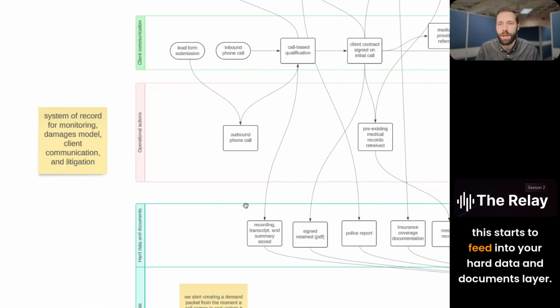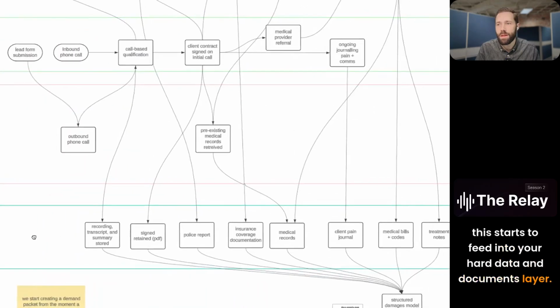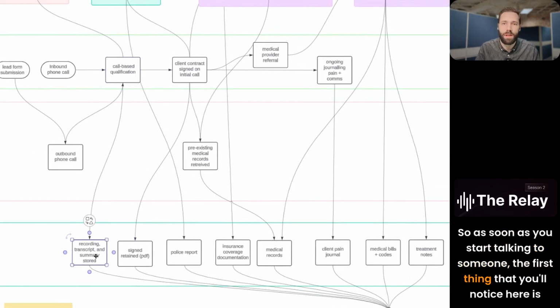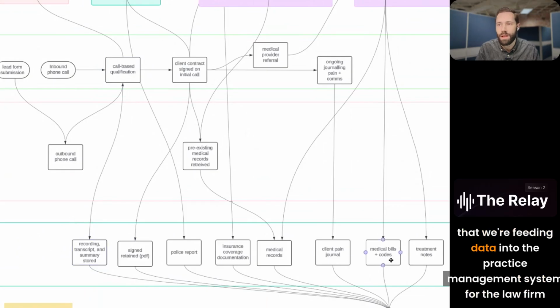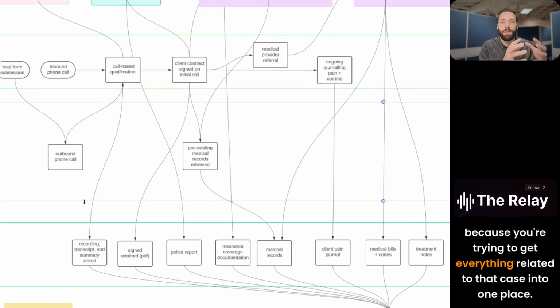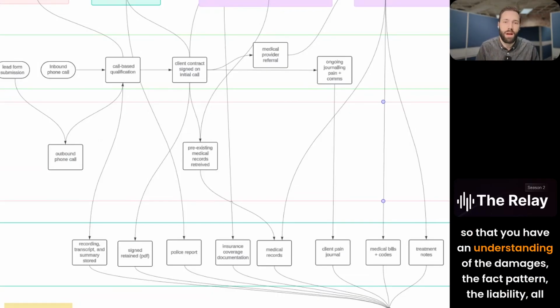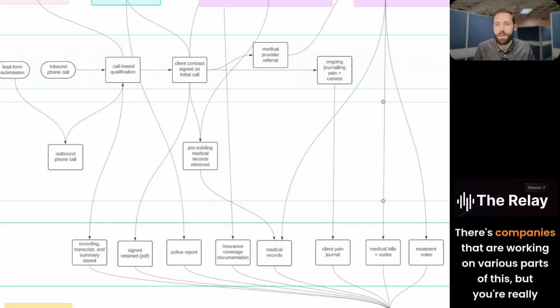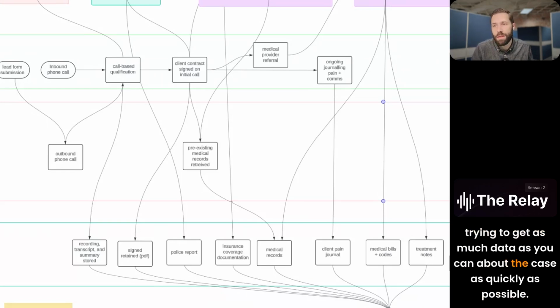This starts to feed into your hard data and documents layer. As soon as you start talking to someone, the first thing you'll notice here is that we're feeding data into the practice management system for the law firm, because you're trying to put everything related to that case into one place so that you have an understanding of the damages, the fact pattern, and the liability. All of that needs to be stored correctly in one place. There are companies working on various parts of this, but you're really trying to get as much data as you can about the case as quickly as possible.